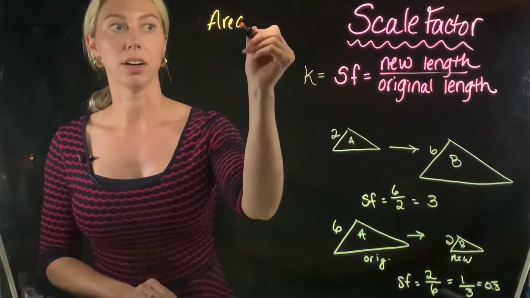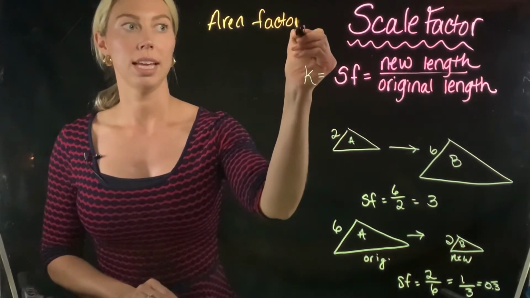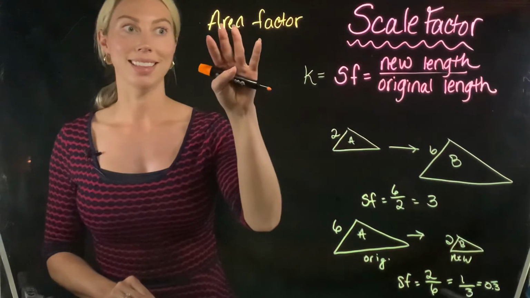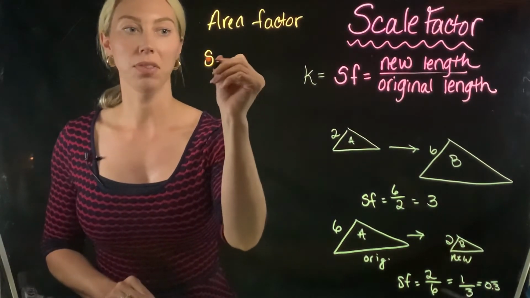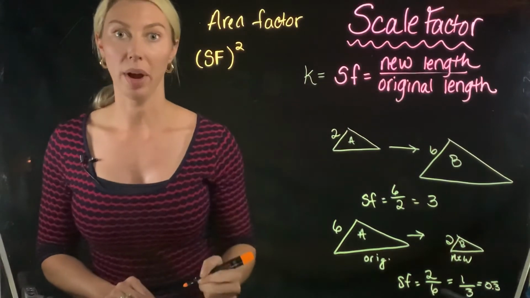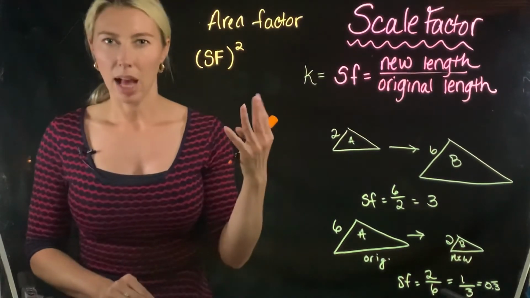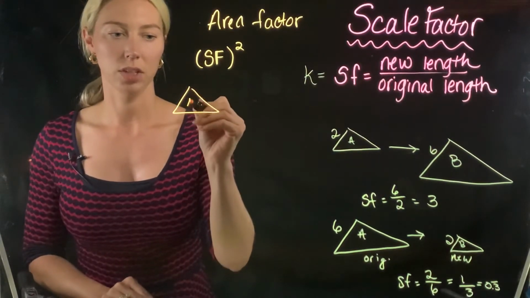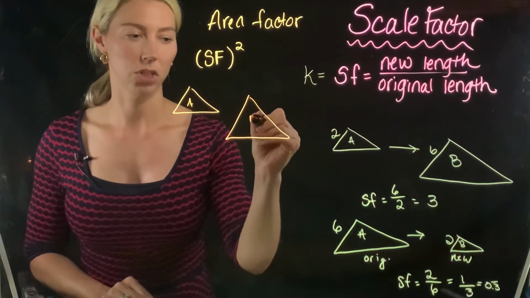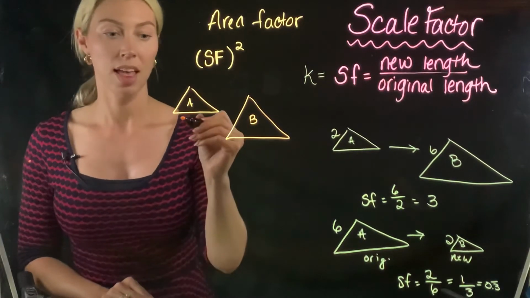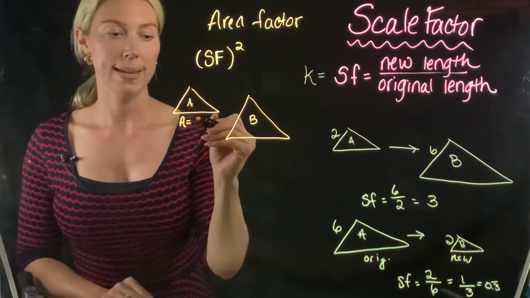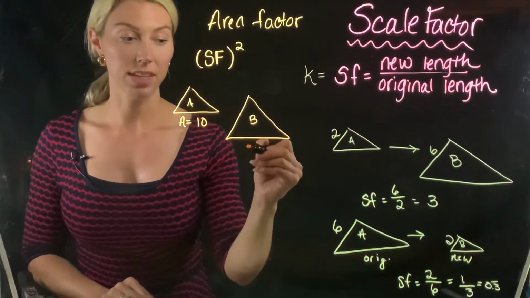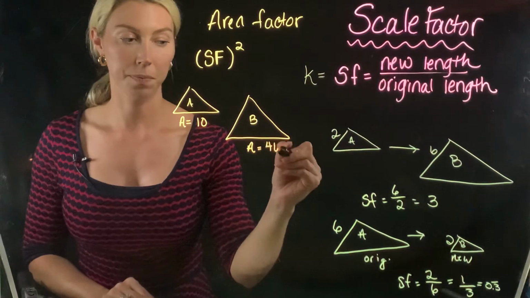So area factor is when we have figures that have been scaled, and the way we find the area factor is we take the scale factor and we square it. So the way that that would apply in a problem is, let's say I had this triangle, and let's call it triangle A, and this triangle, let's call it triangle B. And let's say they told us that the area of this triangle is 10, and let's say they tell us that the area of this triangle is 40, right?